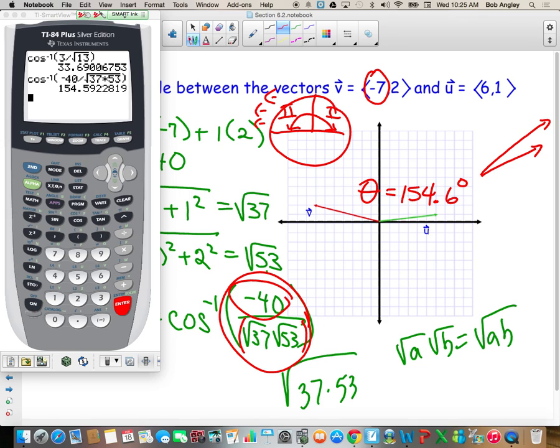So basically if your dot product is positive, you're going to get an angle less than 90.